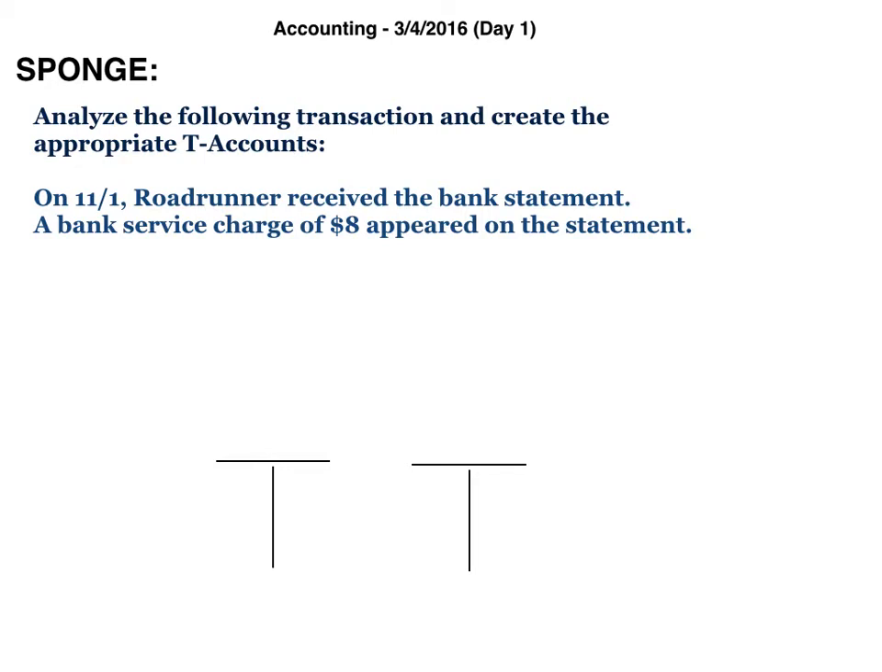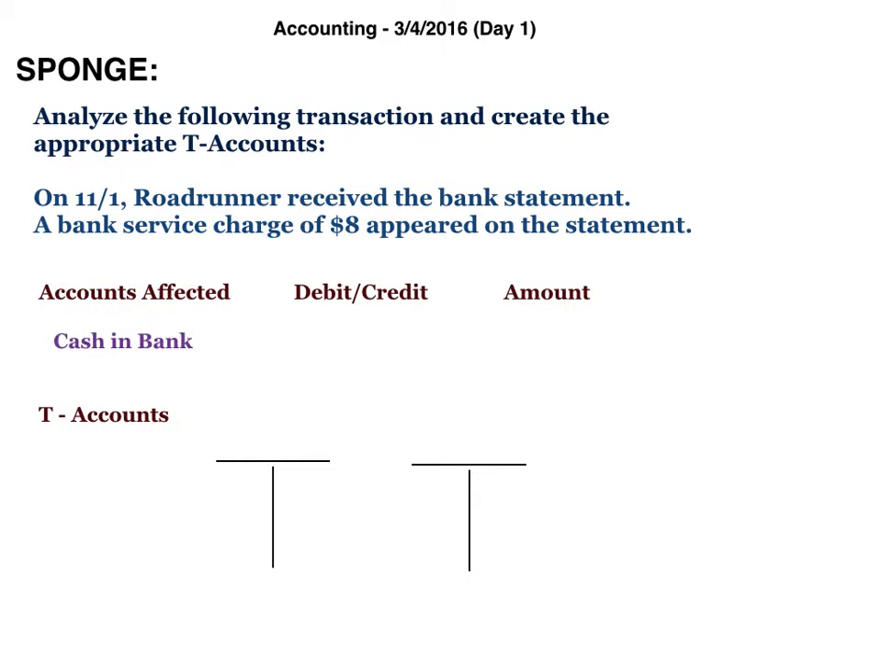Good morning. Before we start today's lesson, we want to look at analyzing the following transaction and creating the appropriate T accounts. If you remember, when we analyze a transaction, first we have to look at the statement, look at the information we have, and we need to answer a few questions. We need to answer the questions: which accounts are affected? Are they debited or credited?